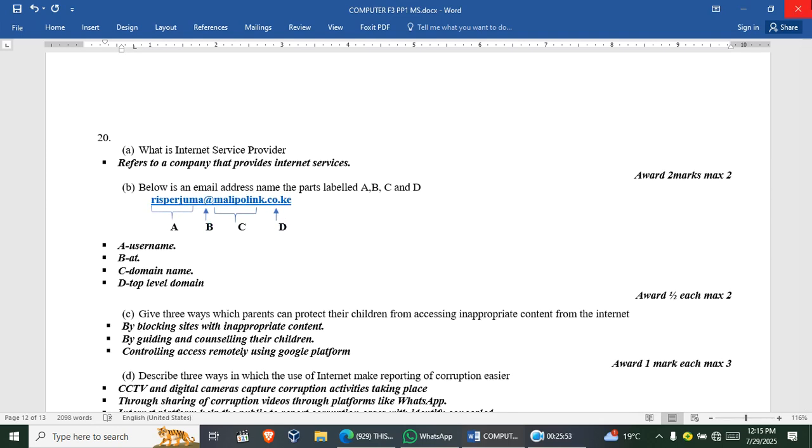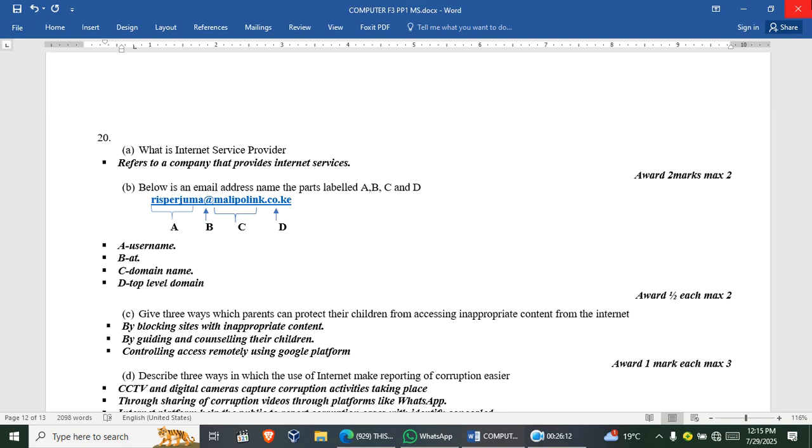Then we have question 20, our last question for this paper. What is an Internet Service Provider, popularly known as ISP? It refers to a company that provides internet services. For example, in Kenya, usually we have Fiber, Jambonet, Telecom, etc.